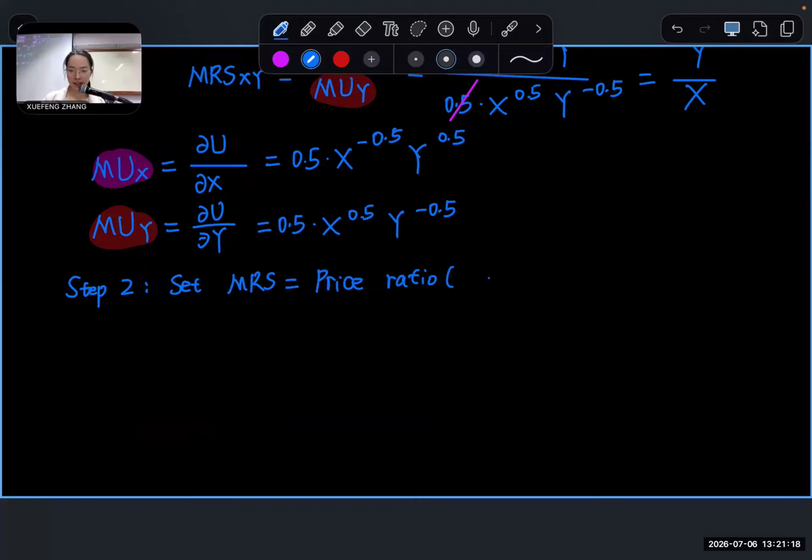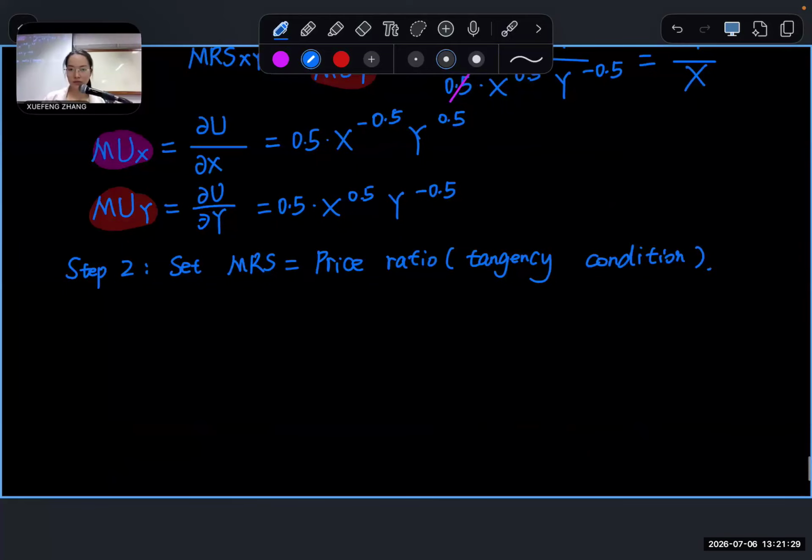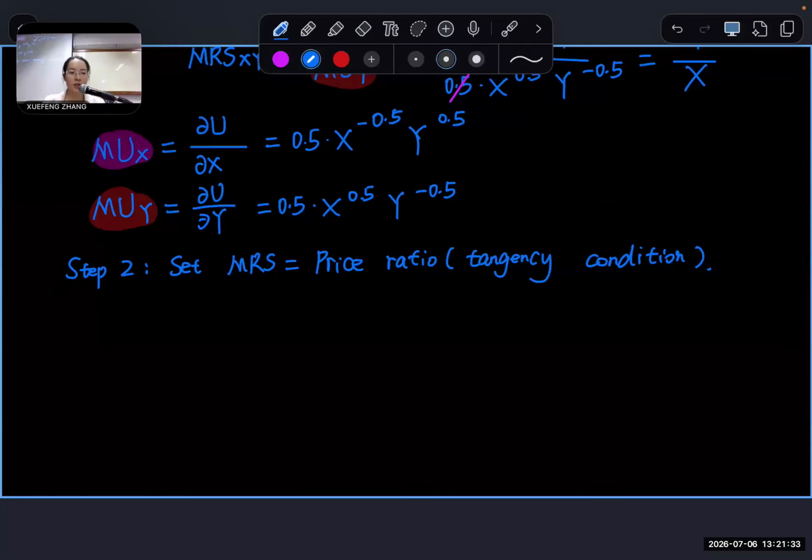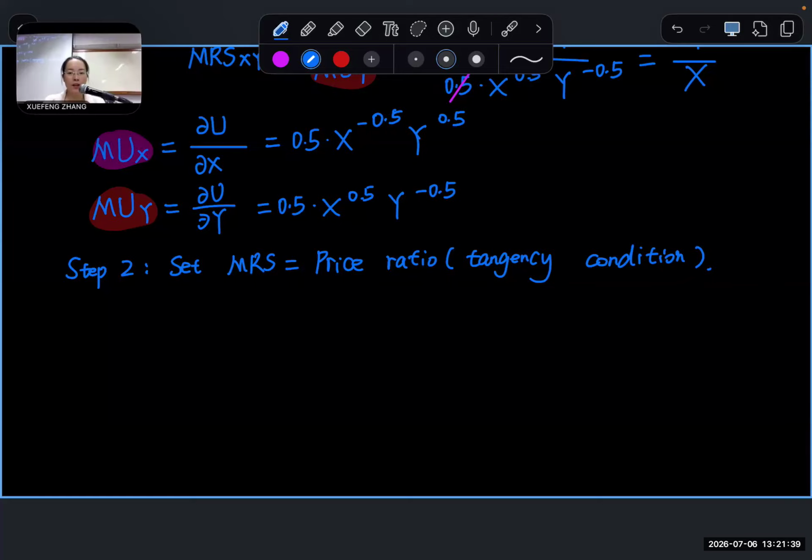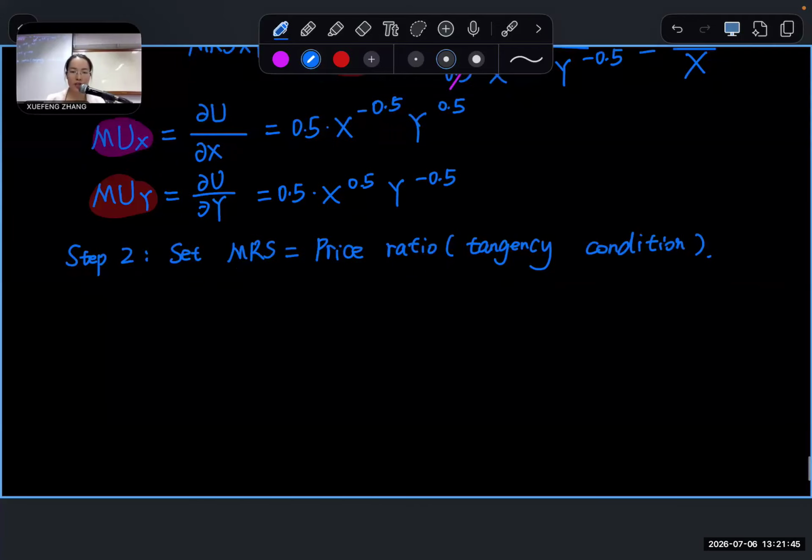Here is the tangency condition. In this step, we don't need the Lagrangian machinery. We just use the economic logic directly, okay? At the optimum, your personal trade-off rate, which is the MRS, must equal the market trade-off rate, which is the price ratio.